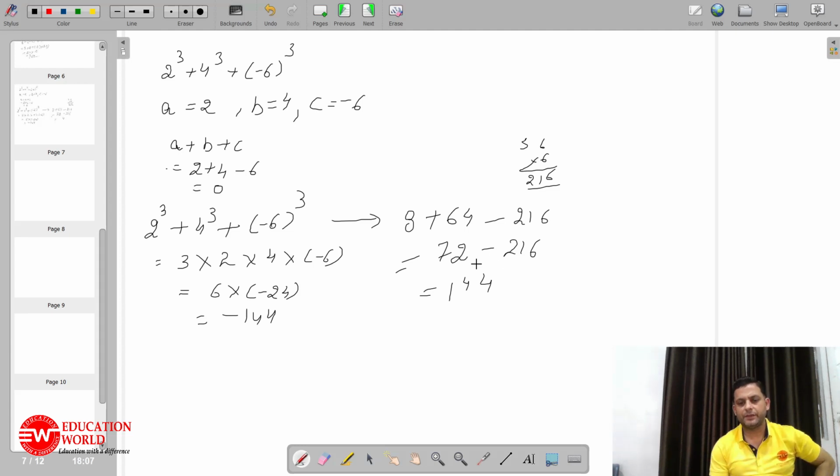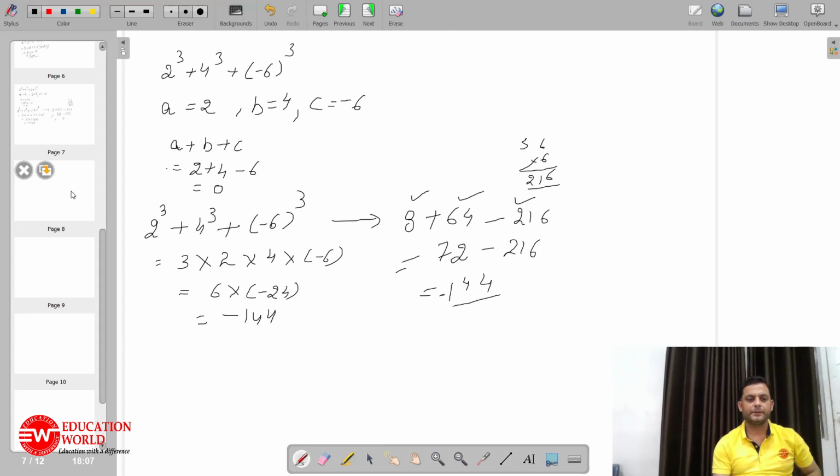Okay, so in the same way you have to do it in the negative case. So you can directly do this one. No need to find the cubes of 3 terms separately and then add and subtract. Here just check the condition and apply the formula.